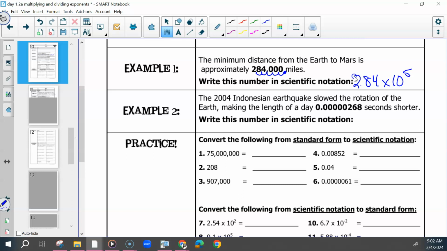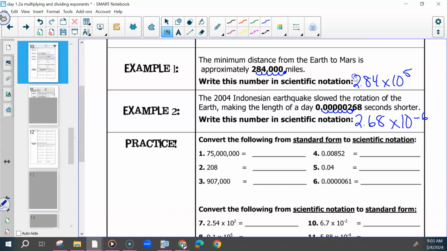Okay. In example 2, the 2004 Indonesian earthquake slowed the rotation of the Earth, making the length of a day 0.00000268 seconds shorter. Write the number in scientific notation. Anyone know how we would write that one? 2.68 times 10 to the negative 6. We go 1, 2, 3, 4, 5, 6. And put that decimal place there.